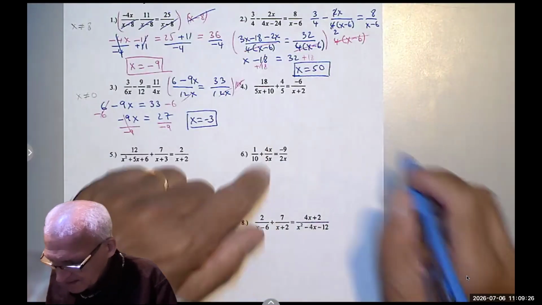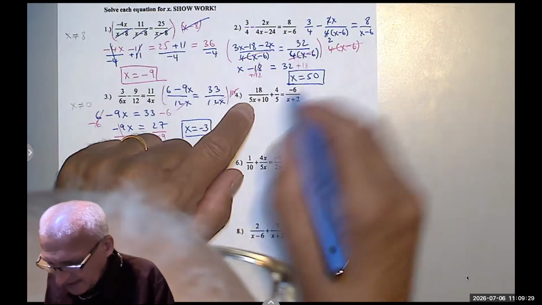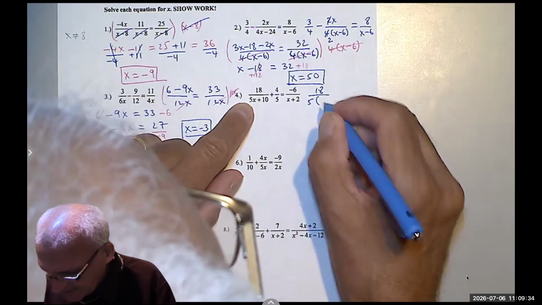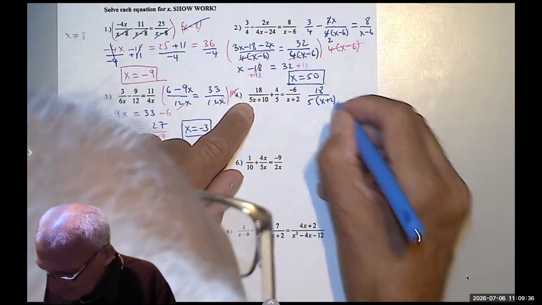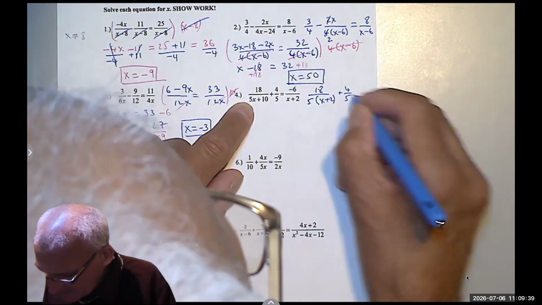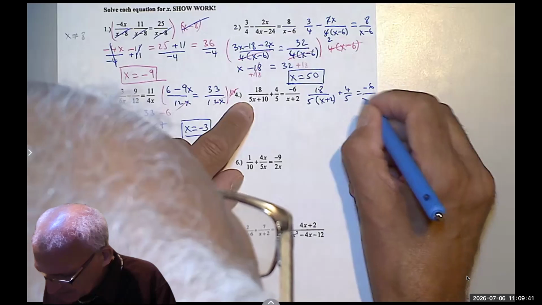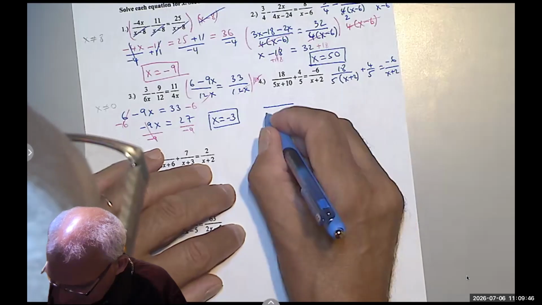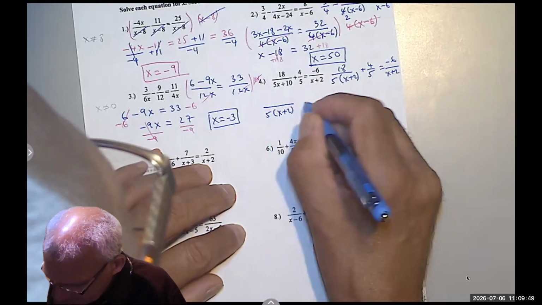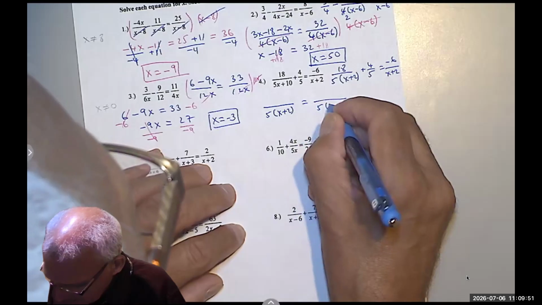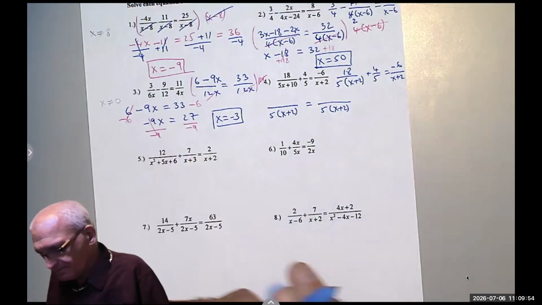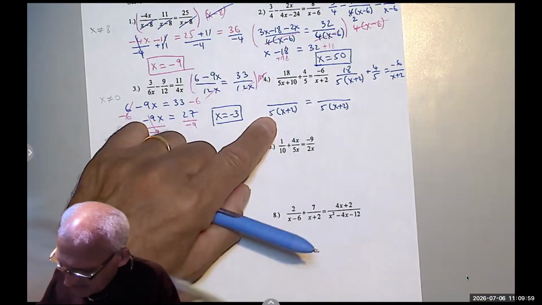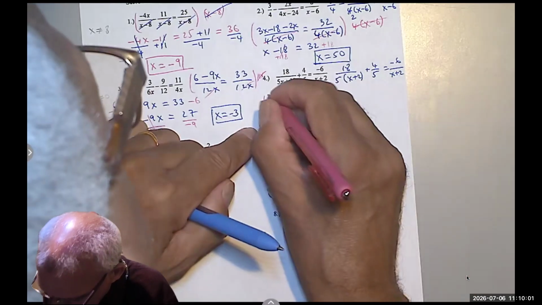So next, I can factor 5 down here. So 18 over 5 times x plus 2, plus 4 over 5, equals negative 6 over x plus 2. So the common denominator is 5 times x plus 2. When I divide this by that, I get 1 times 18, which is simply 18.